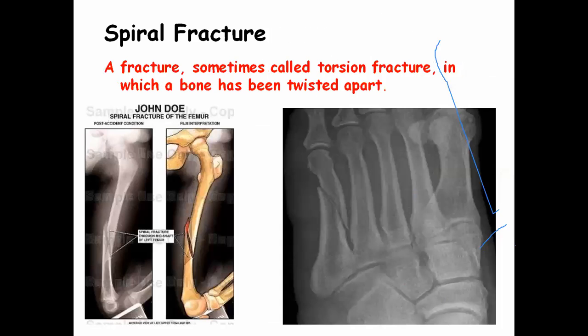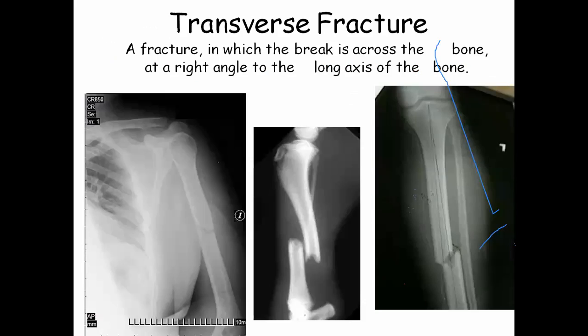Now see the spiral fracture: the bone has been twisted apart. Your bone becomes two pieces because of the spiral fracture; one long bone becomes two parts, twisted apart. In the case of the transverse, there is breakage across the bone at the right angle to the long axis of the bone. Spiral and transverse fractures are a little similar.